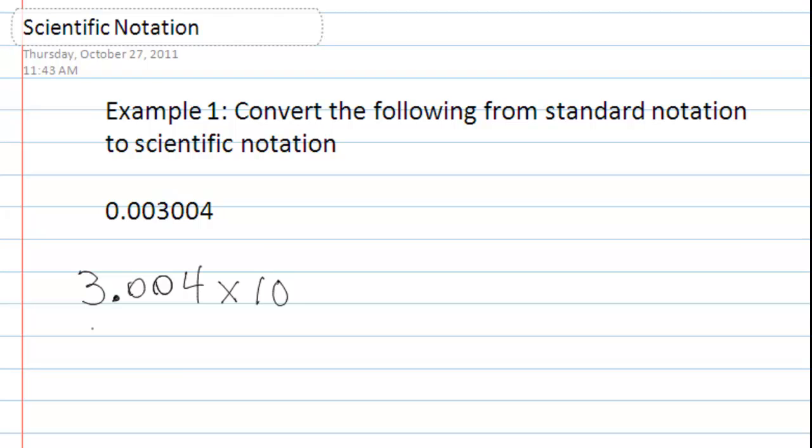If that's the case, we need this to be multiplied by 10 to the negative something. This will make our base number smaller. And the way that you can determine the exponent here is just the number of times you move your decimal place. So you count 1, 2, 3. And that is your number in scientific notation.